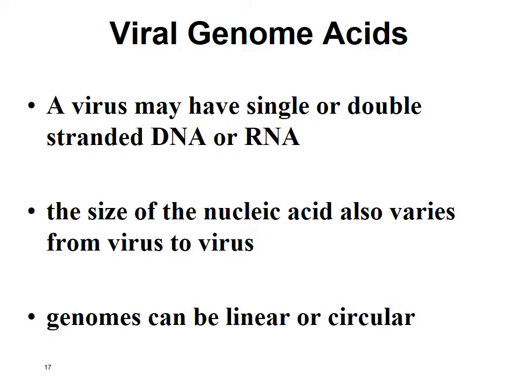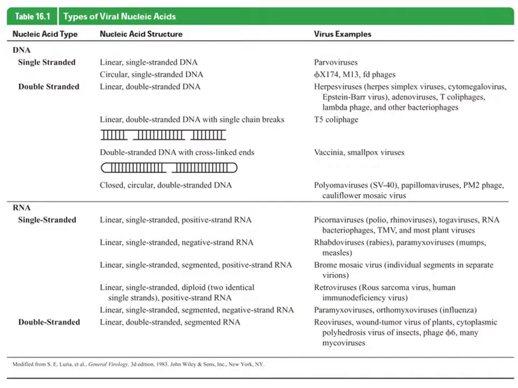Another important characteristic of viral nucleic acids, particularly the DNA viruses, is that their genomes often contain unusual nucleotides. So for example, the T-even phage of E. coli have 5-hydroxymethyl-cytosine instead of cytosine. And the hydroxymethyl group is often modified by attachment of a glucose residue. The different types of viral nucleic acids and virus examples are summarised in this table.